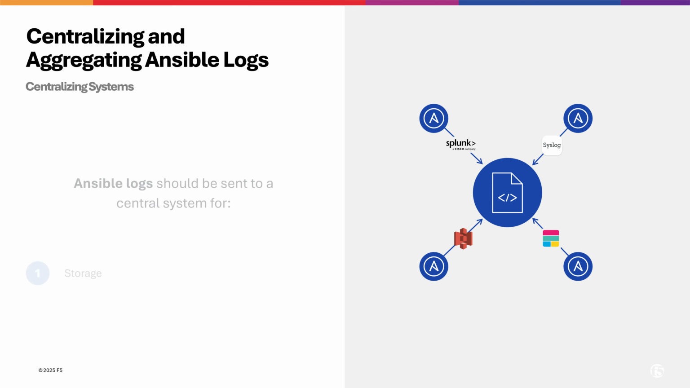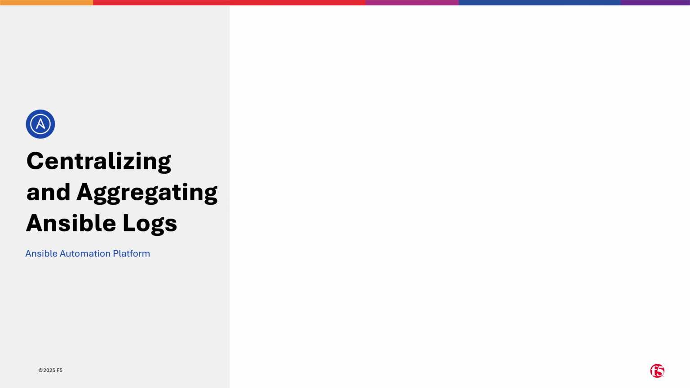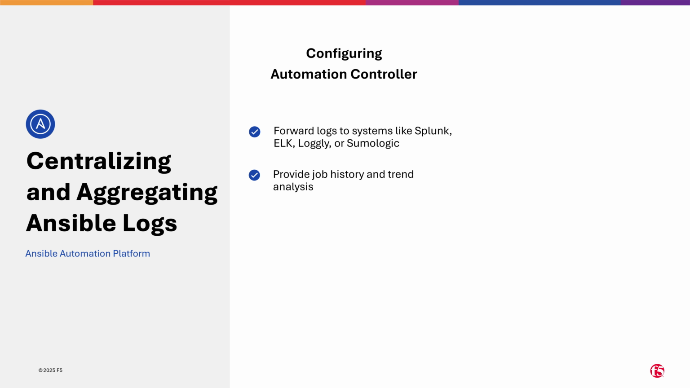In production, Ansible logs should be sent to a central system for storage, analysis, and alerts. Solutions include Elastic Stack, Splunk, Syslog servers, or cloud storage like Amazon S3. If using Red Hat Ansible Automation Platform, you can forward logs to systems like Splunk, ELK, Loggly, or Sumo Logic by configuring the controller settings. This provides job history and trend analysis. For example, you can send playbook logs to an ELK stack and visualize F5 device changes with Kibana.